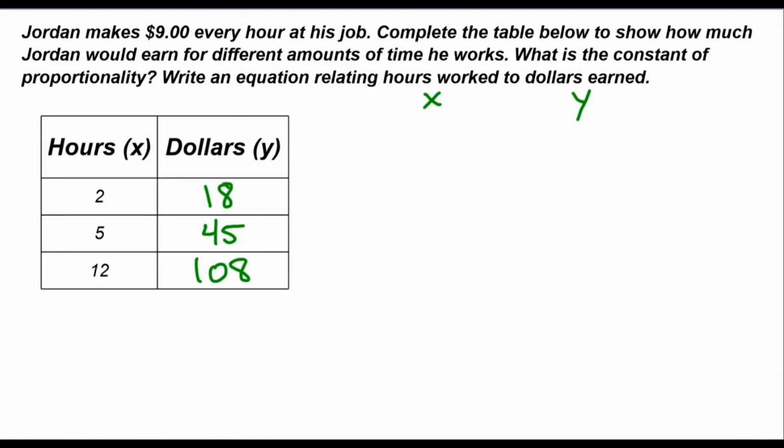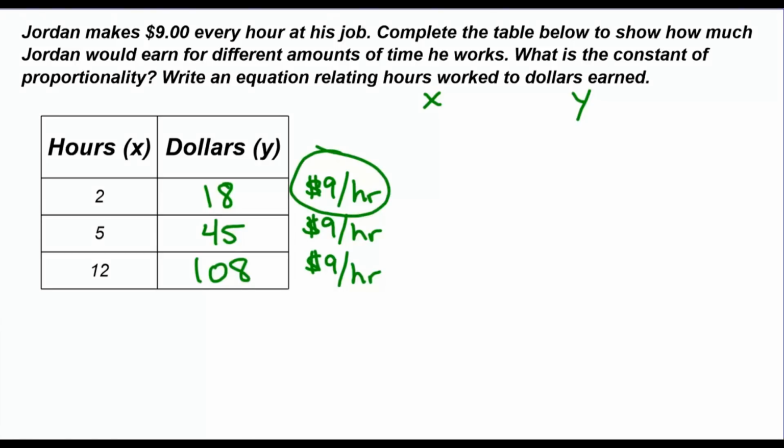So again, when we divide these, y divided by x is always going to be $9 per hour, because that's how we got those values. So this is a proportional relationship because Jordan is always making $9 per hour. That unit rate never changes. So $9 per hour is our constant of proportionality.